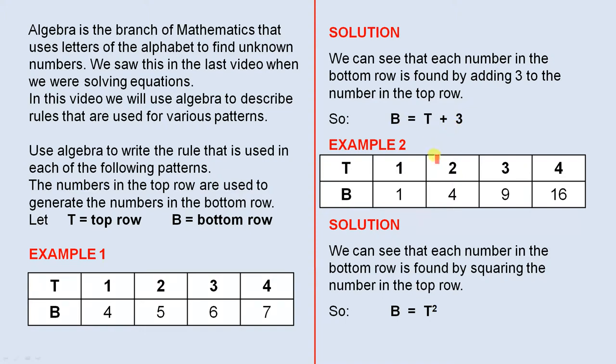Example 2. Again we have T is 1, 2, 3, 4 and B is 1, 4, 9, 16. Solution. We can see that each number in the bottom row is found by squaring the number in the top row. So B equals T squared.